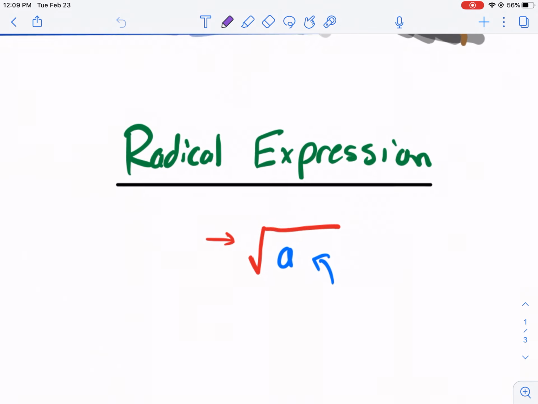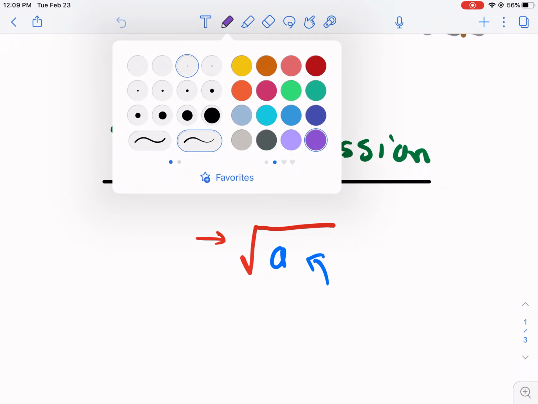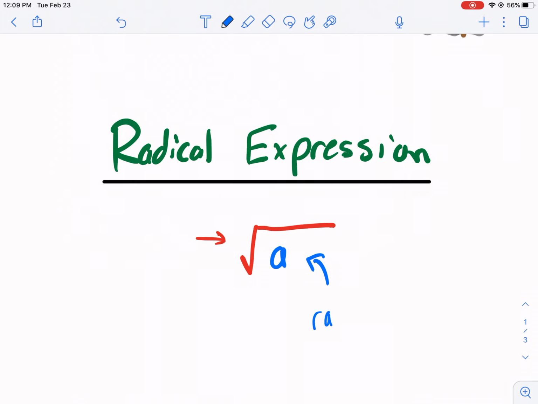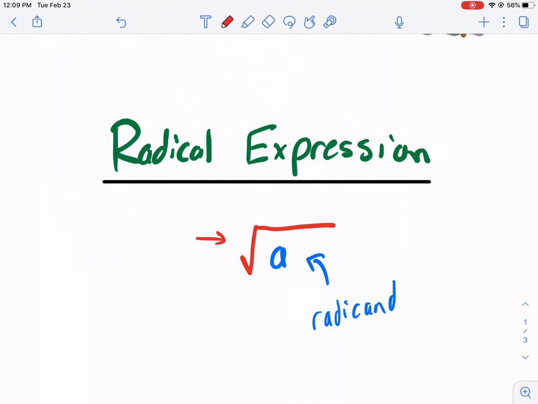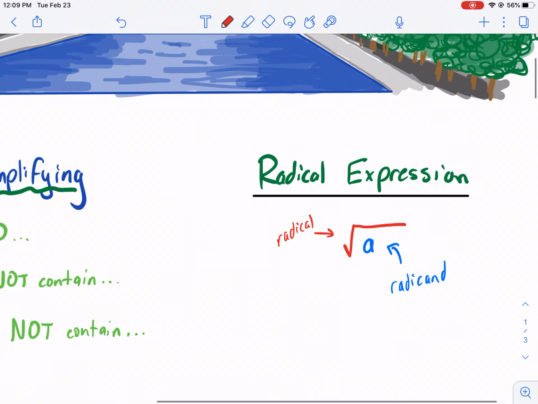Now, first let's talk about the radical expression. The radical expression is composed of two parts. We have here what's called the radicand. That's underneath the sign, the house as I often call it, and this is the radical. Okay, so the radical is the sign, and the radicand is the number underneath the sign.